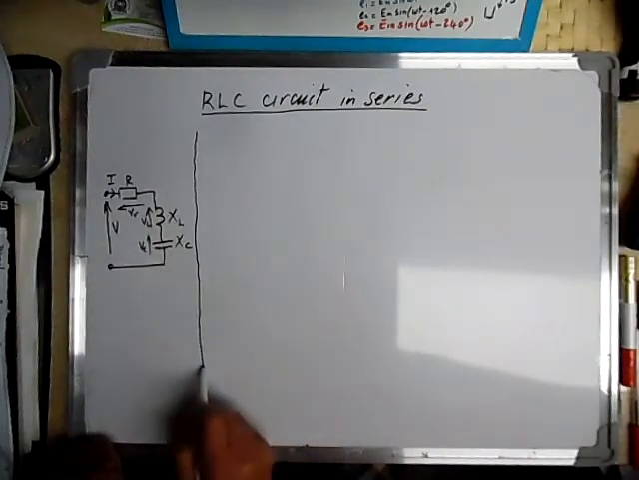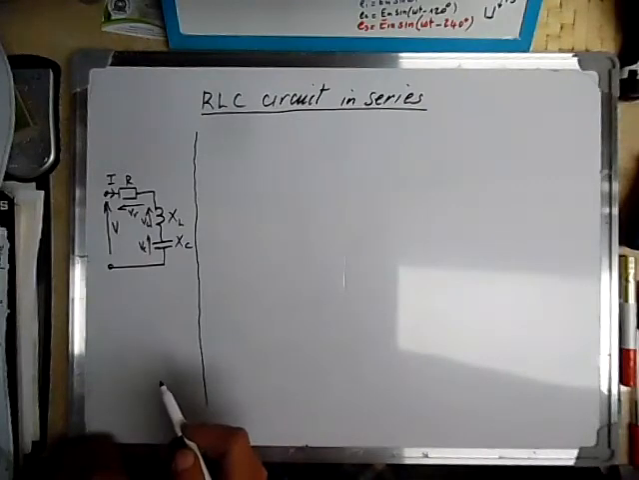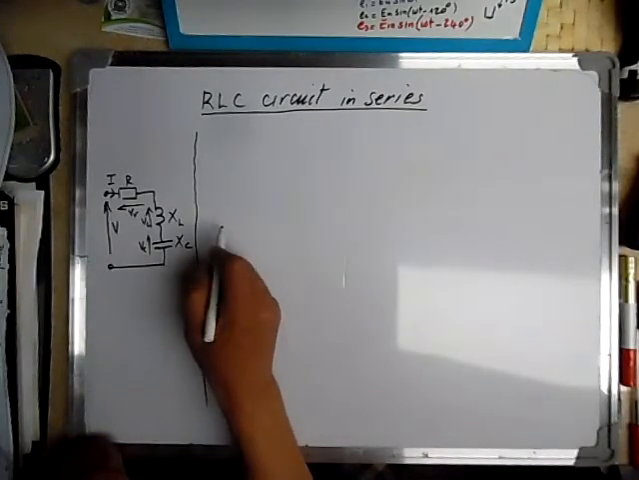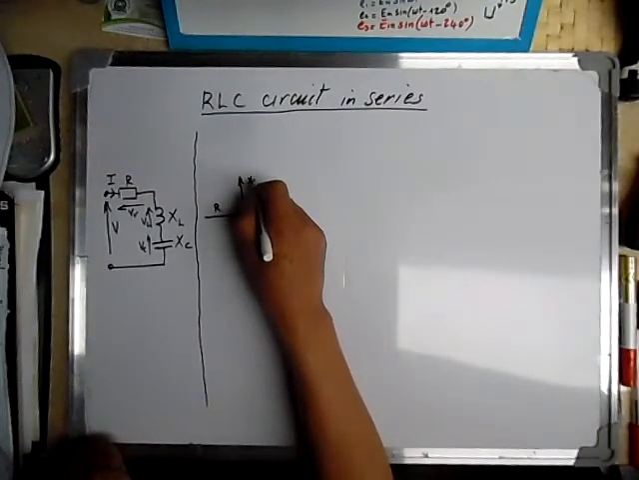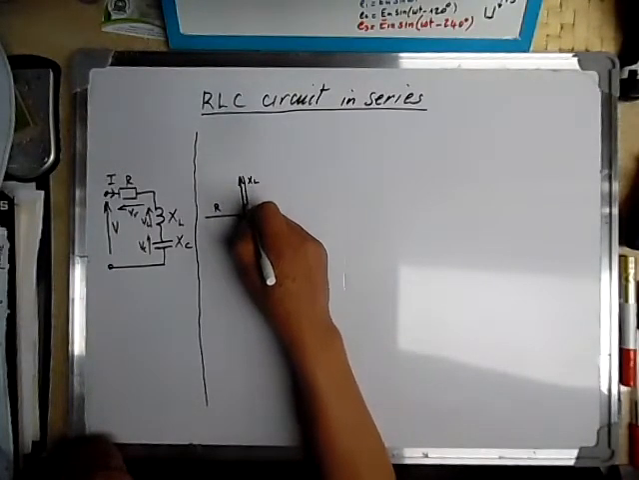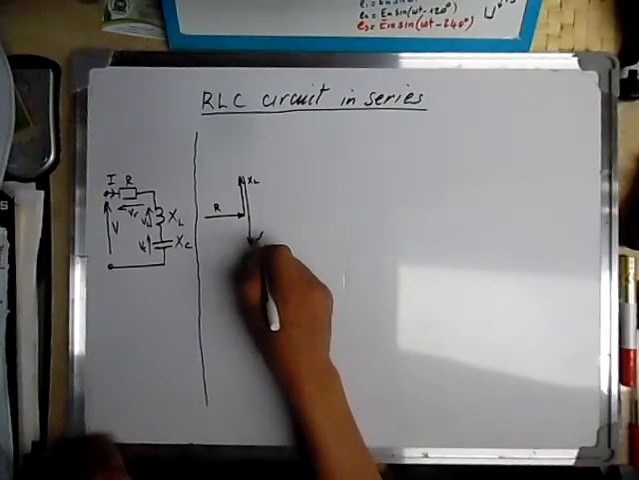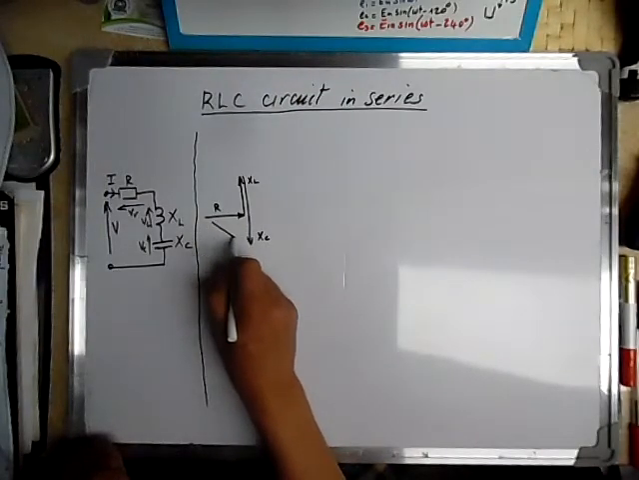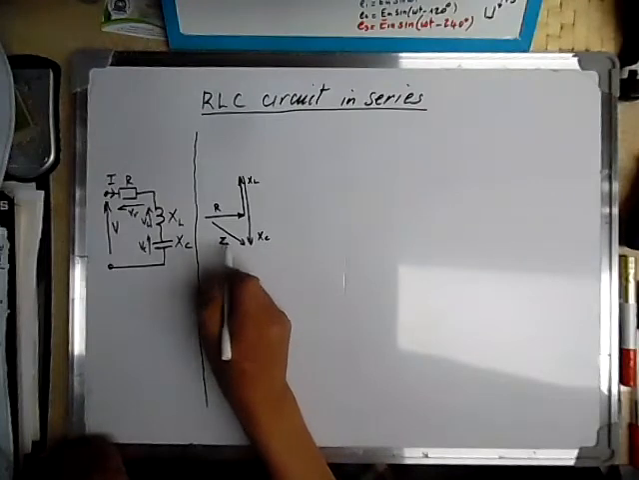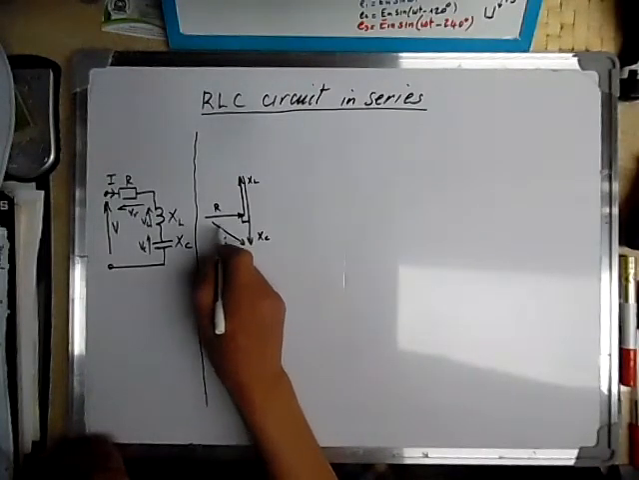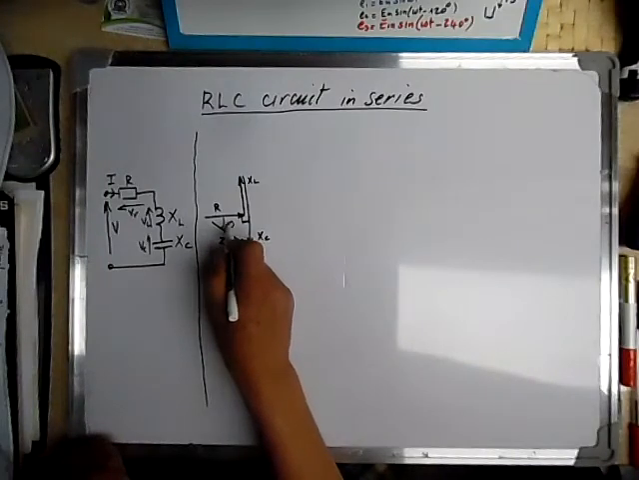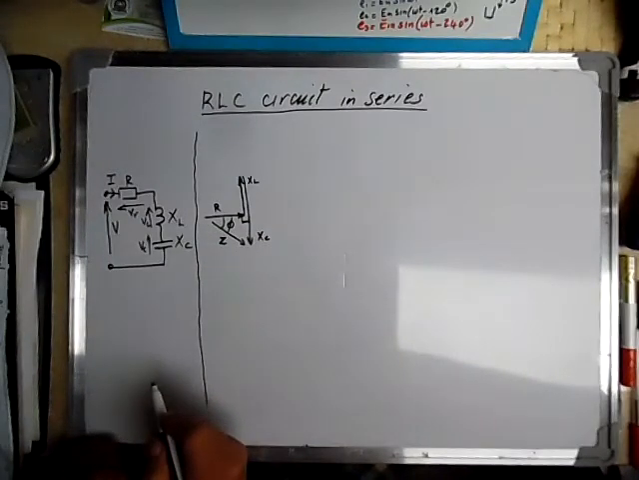First thing to do is to draw the vector diagram of the impedance. So let's draw it. It's R, XL, XC. Let's see what we have here. We have a triangle, a rectangular triangle. This is the phase angle between the current and the voltage.